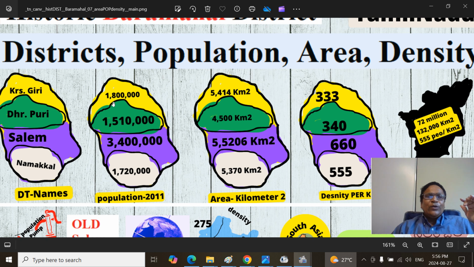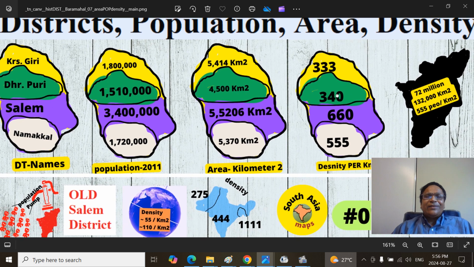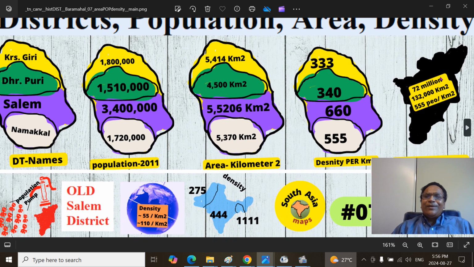You divide this by this, then you get the density. Let's say you have 2 million here and you divide it by this 5,000, you get the density. In Tamil Nadu, the 2011 population is 72 million, right? 72 million, you divide by 132,000 square kilometers. 130, that means it is 0.13 million square kilometers. 0.13 means if you make it 10 times, it becomes more than a million here.